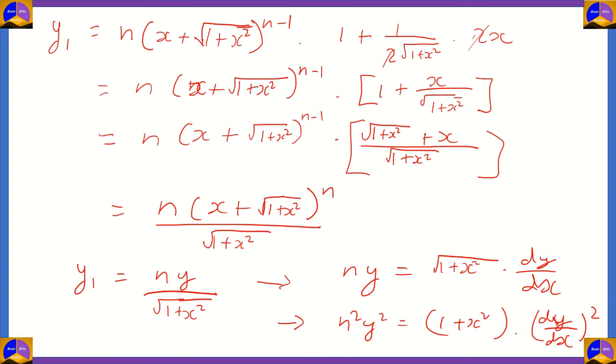Now let's differentiate with respect to x again. So on differentiating with respect to x, you will now get second differentials. So the left hand side will be n squared y squared, so n squared is constant, and then d by dx of y squared is 2y times dy by dx.